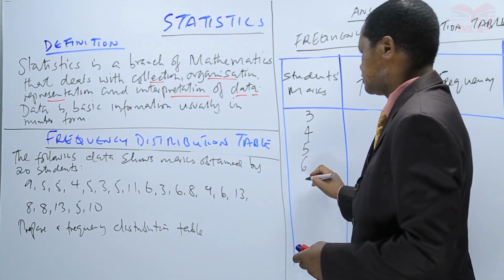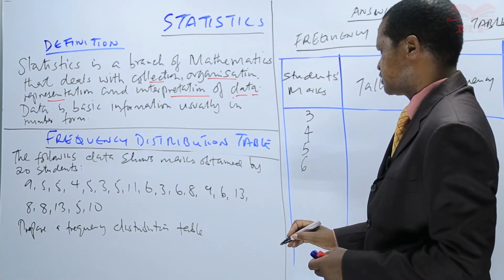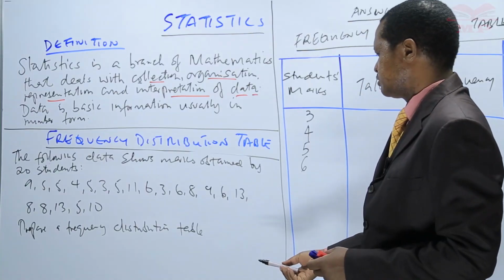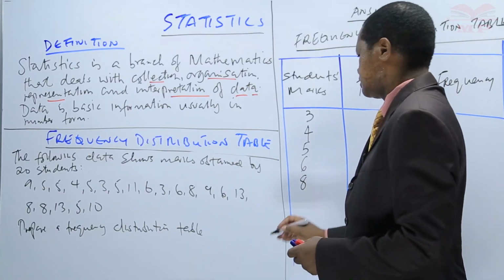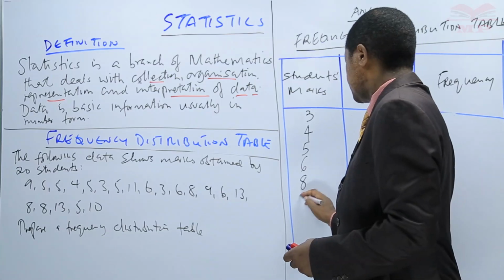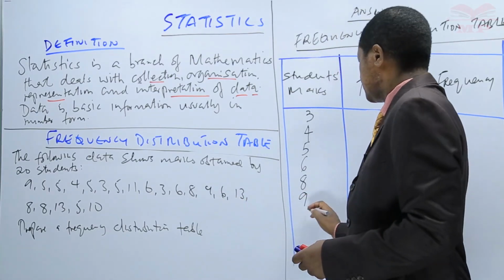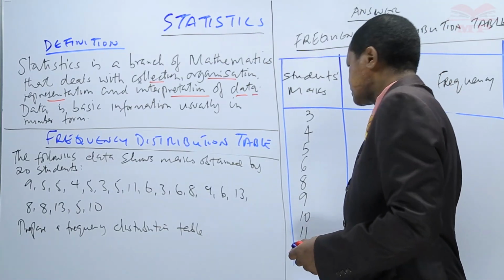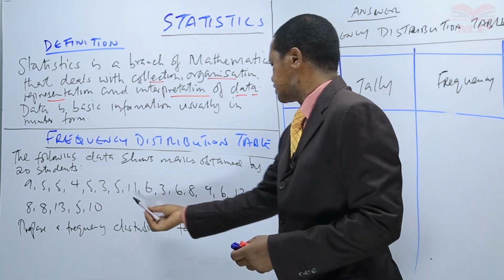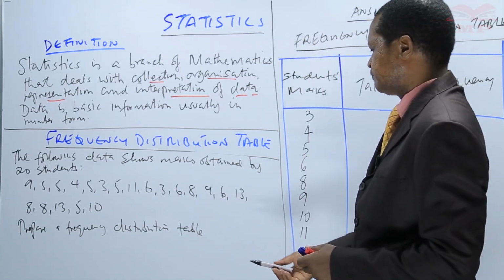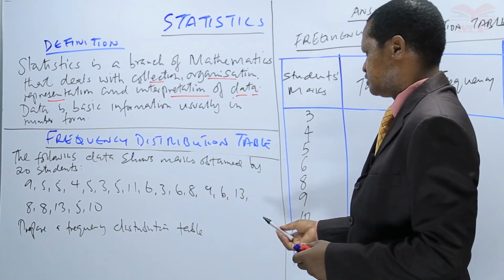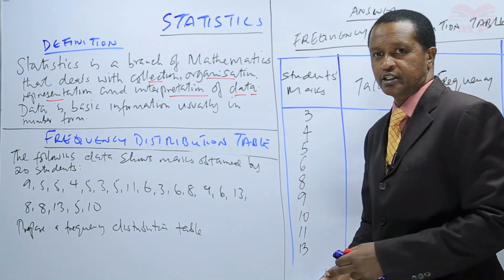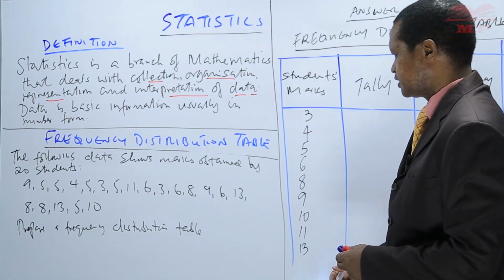7 marks. Any student who scored 7 marks? No. But we have 8 marks. 9 marks. 10 marks. Do you have 11? Yes, 11 marks. 12 marks? No. Then we have 13 marks.